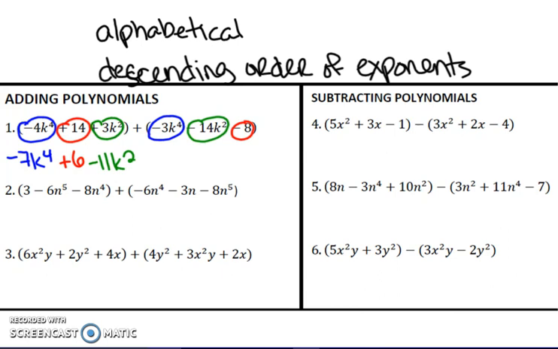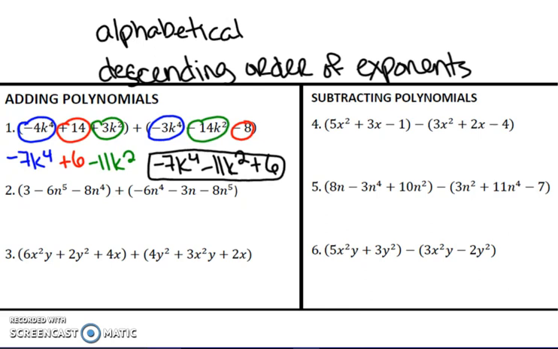So my largest exponent is -7k to the fourth. Well, then the next is k squared, so I'm going to do -11k squared, and then my constant +6. This is your final answer. The answer where you combine like terms, although yes, you combine them correctly, it is not your correct answer because we need to keep them in descending order.